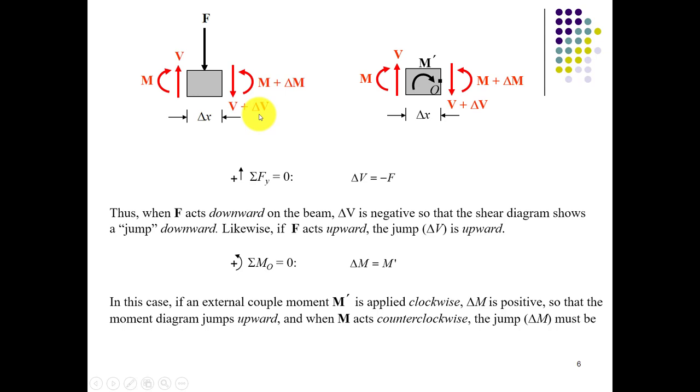So in this case, it is acting downward, it is a negative value, so the delta V would be downward, so it would be taken as negative. If the F is upward, the jump delta V would be upward, so obviously the delta V value would be positive. In case of a moment, if we take the counterclockwise moment as a positive value, then delta moment would equal M prime. In case of any external couple moment applied counterclockwise, delta moment is positive.